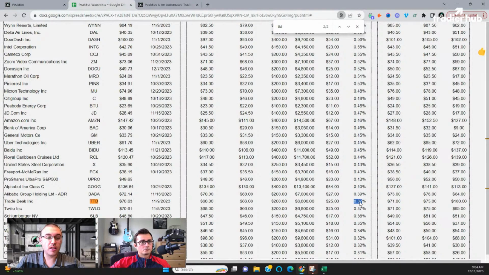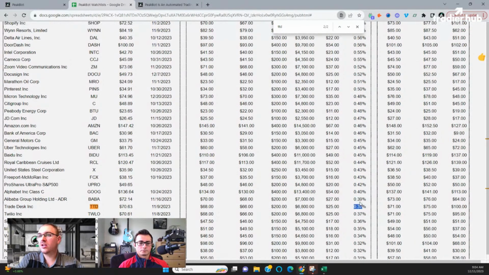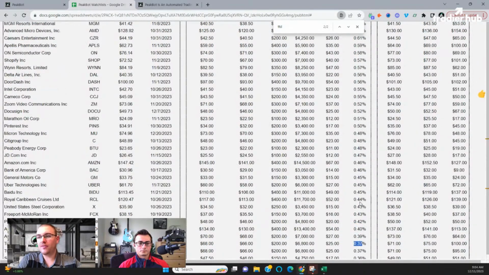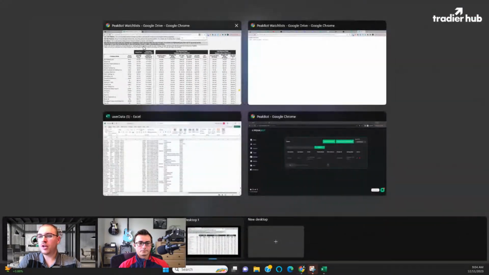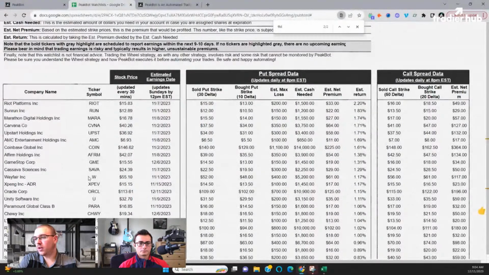Trade Desk has fallen quite significantly from last week. I'm going to get rid of it, and I'm going to be replacing it with Wayfair. I've traded Wayfair a ton on the wheel this year. So here it is, trading at $55. My strike prices are a little bit more spread out. I have a $400 max loss on this because my strikes are 48 and 52. But for $5,200, it's paying me $61 in premium, which is a 1.17% return.